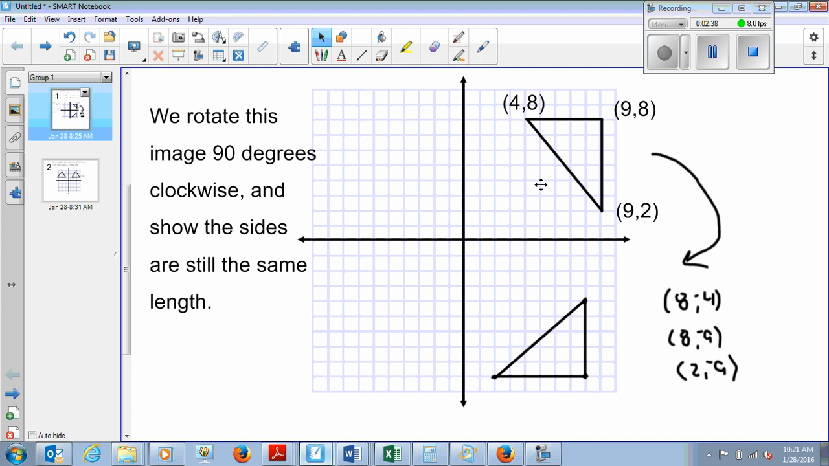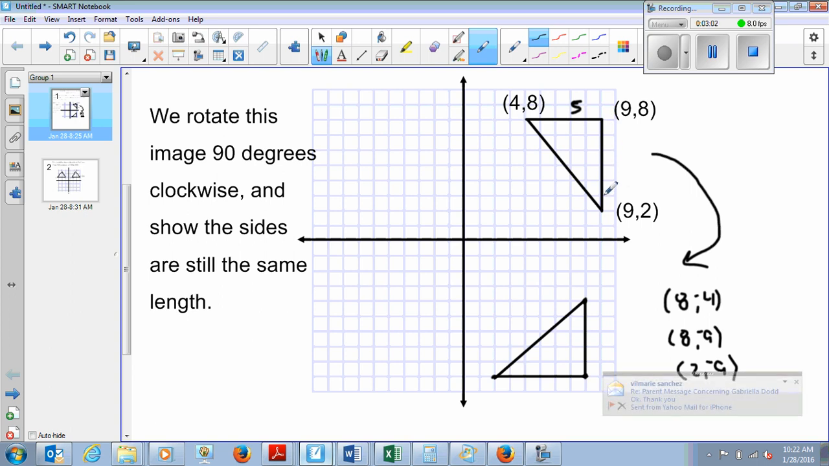Now I want to see if the sides are still the same. Well, we can measure the sides if we had a ruler, or we can actually just count. So look at the length of this side. We go from 4 to 9. I can count. It's 1, 2, 3, 4, 5. It's an easy case scenario because it's just on one of the x or y lines. I can also count this one. It goes from 8 down to 2, so it's 1, 2, 3, 4, 5, 6. This one's not so easy. However, with this one, we can just use Pythagorean theorem because we have a right triangle here, which is what I would recommend that you use anyway.